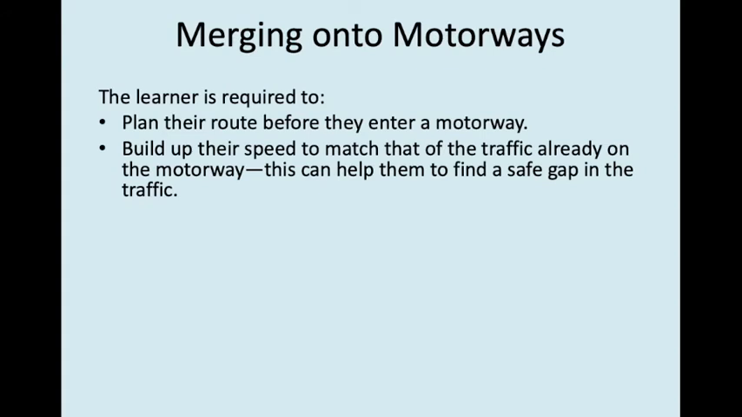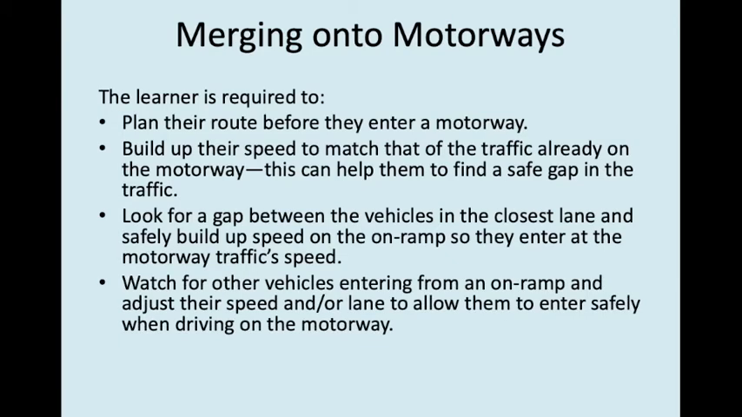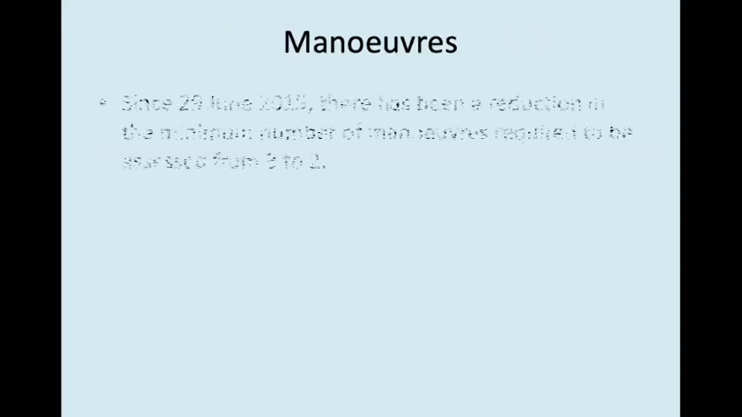The learner for merging onto the motorways is required to plan their route before they enter the motorway, and build up their speed to match that of the traffic already on the motorway. This can help them to find a safe gap in the traffic, look for a gap between the vehicles in the closest lane and safely build up speed on the on-ramp so they enter at the motorway's traffic speed, watch for other vehicles entering from an on-ramp and adjust their speed and/or lane to allow them to enter safely when driving on the motorway, and be ready in the correct lane as their exit approaches.